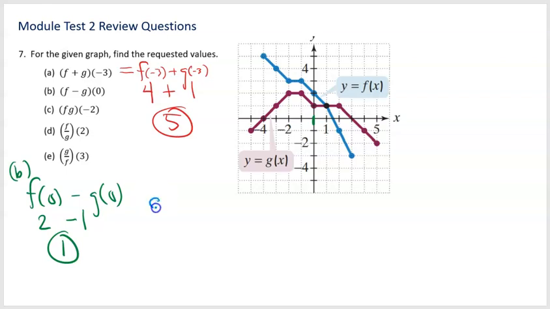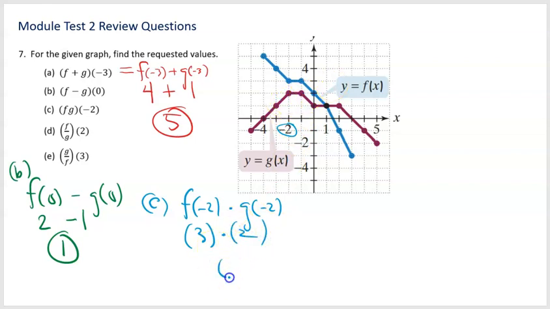Part C, I'm asked to find f times g of negative 2. Well, that's the same as finding f of negative 2 times g of negative 2. So I go back to my graph and I find negative 2, which is right here. And my f function is the blue one, so I go negative 2 up to my blue graph. That answer is 3. The g function is my red, so I go negative 2 up to the reddish graph, and that is 2. And we know 3 times 2 is 6.